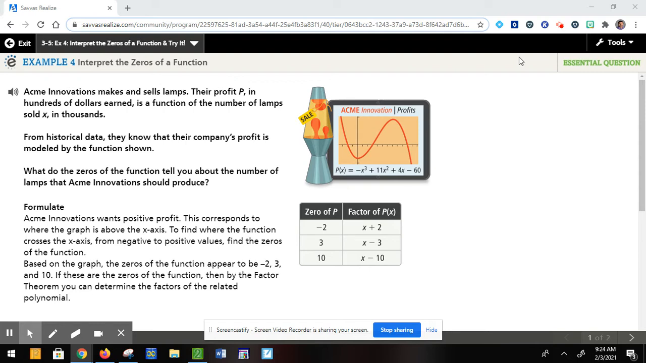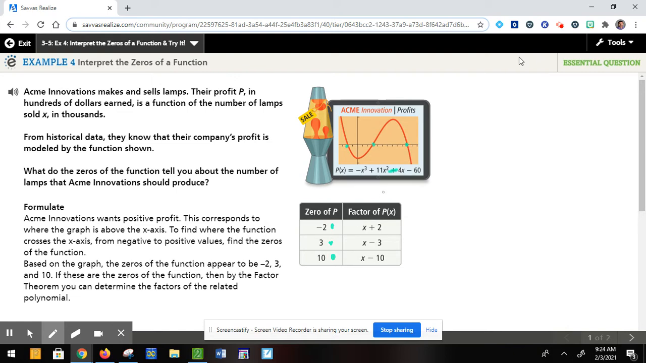Giving you the graph and giving you the function, although as we'll get to the end here, I think this actually should be a minus. And you have no way to know that until something that happens at the end. But anyway, so what do the zeros tell you about that? Well, the zeros appear to be at -2, and then 3, and then 10.